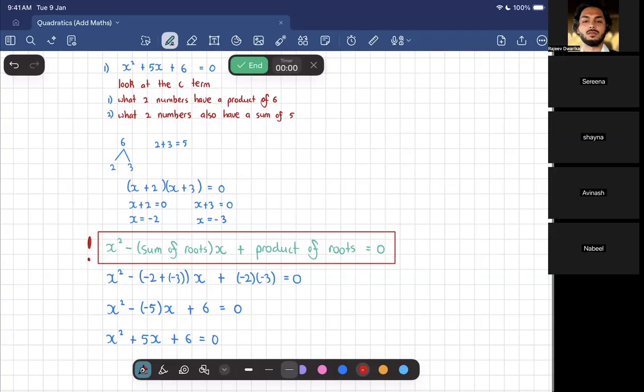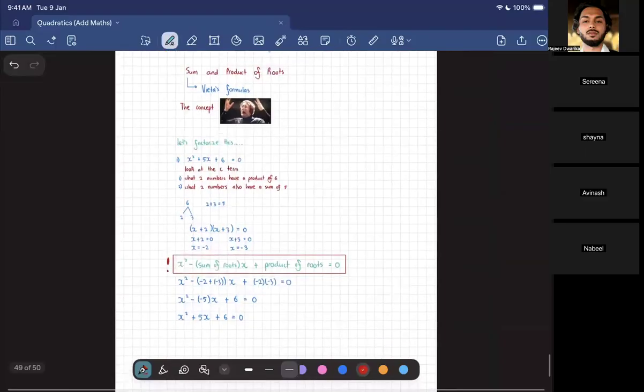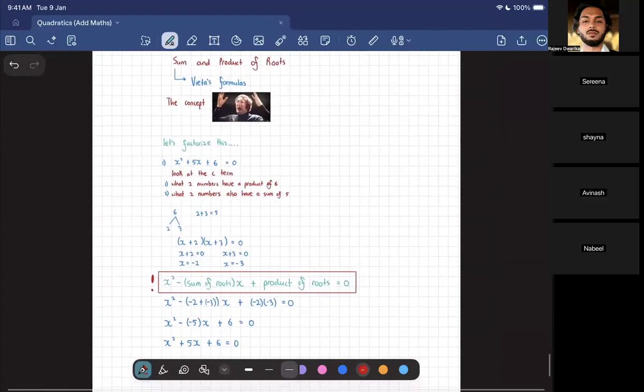Right, so as soon as you have this copied down, let me know, right? And the topic is sum and product of roots, formerly known as Vieta's formulas, and I just showed you all the concept.